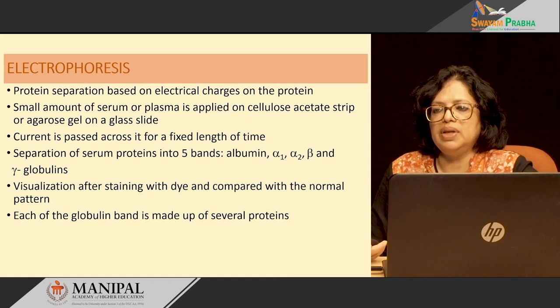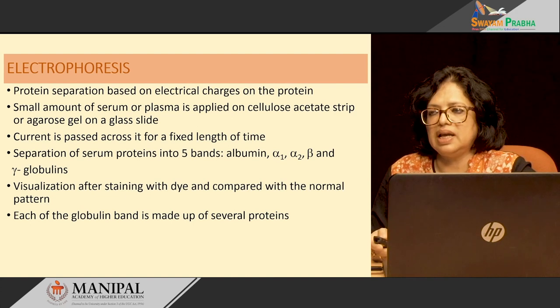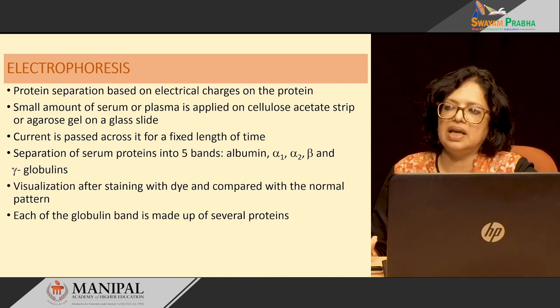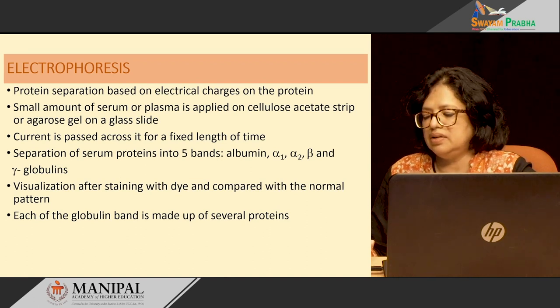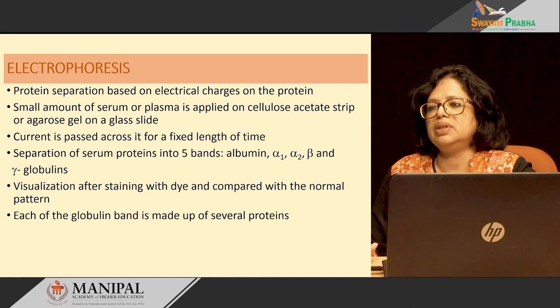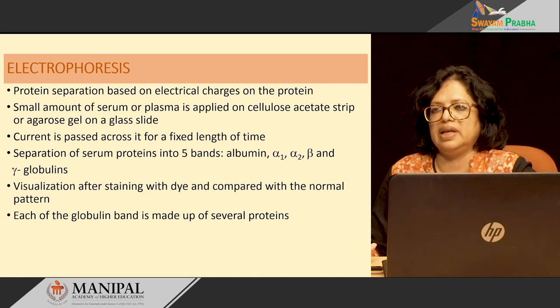Each of the globulin bands is made up of several proteins. It is only that the albumin band is almost entirely albumin, whereas the other bands contain different proteins, since in plasma itself we have more than 100 proteins occurring.